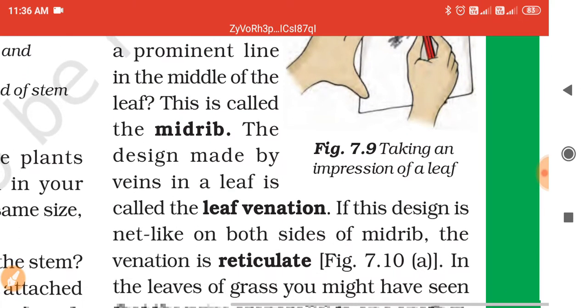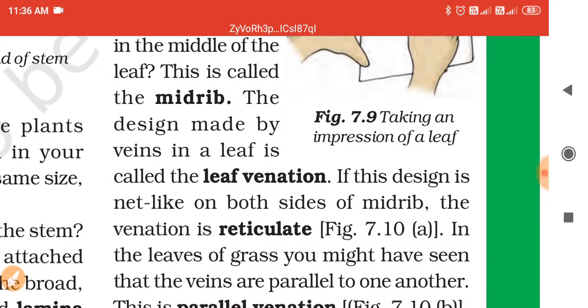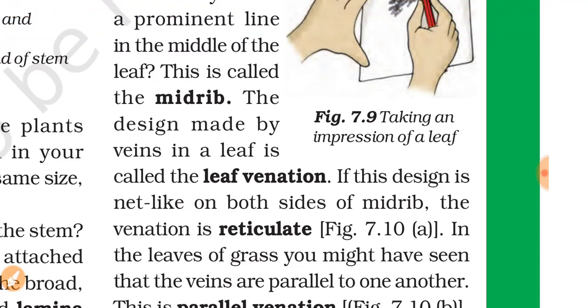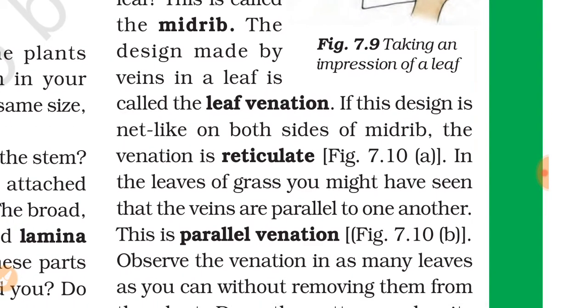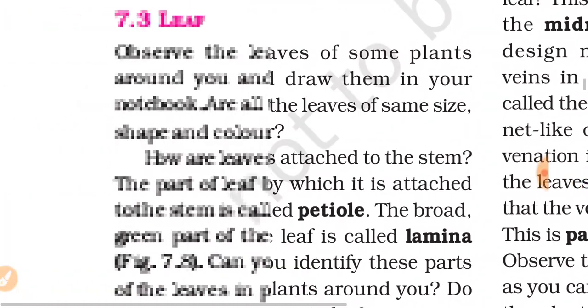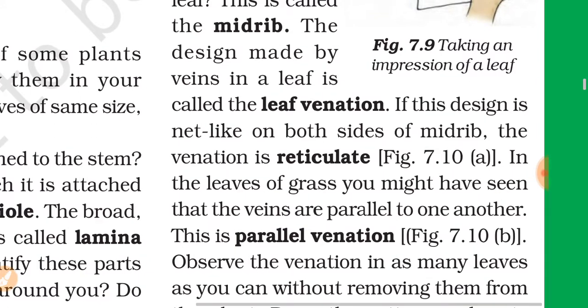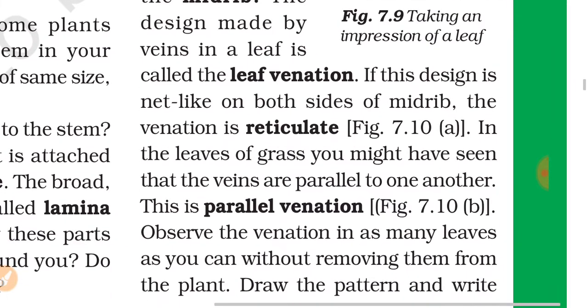This single line is the midrib. The design made by veins in a leaf is called leaf venation. Okay, if the design is net-like on both sides of the midrib, the venation is reticulate, as in figure 7.10. Okay, I will tell you in detail after reading this paragraph.